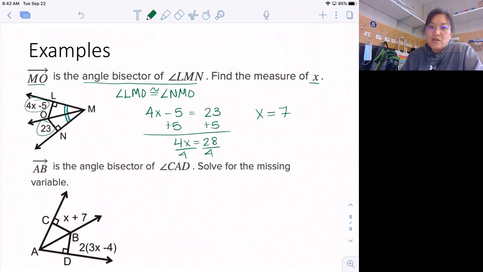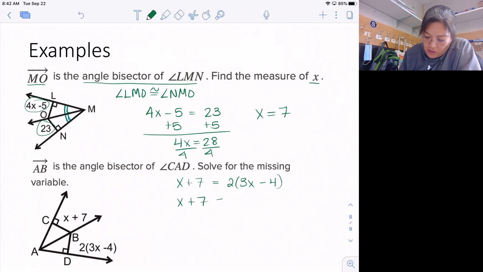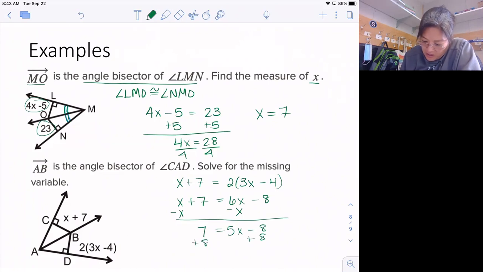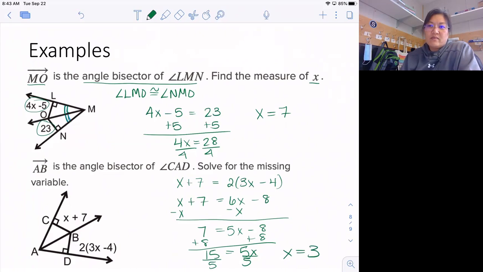All right, take a quick second, write the equation for the next one. Yep, you got it. If you said x plus 7 equals 2 times 3x minus 4, distribute, x plus 7 equals 6x minus 8. Yes, mental math. Let's subtract x from both sides. 7 is equal to 5x minus 8. Let's add 8. 5x equals 15. Divide by 5. X is equal to 3. Nice work, guys.